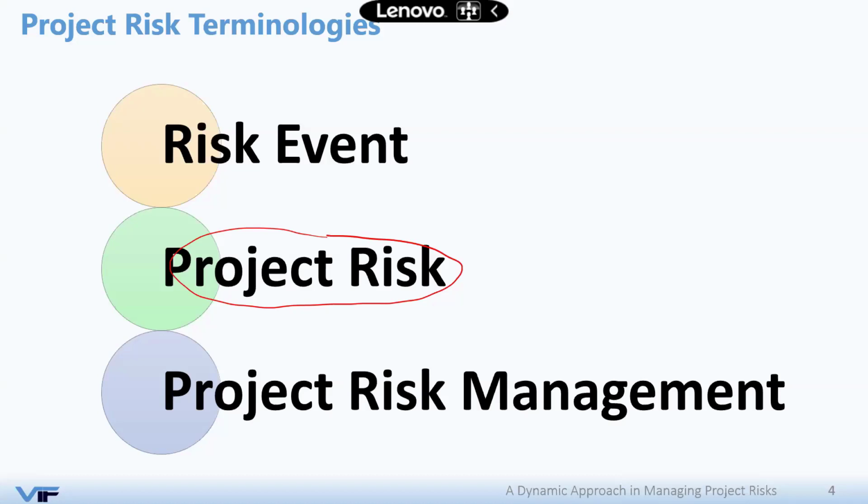So those three terminologies will be the basis for our dynamic approach. Many organizations, by the way, are now shifting from the term risk management to the term uncertainty management. I will write it here on my screen so that you can see it.